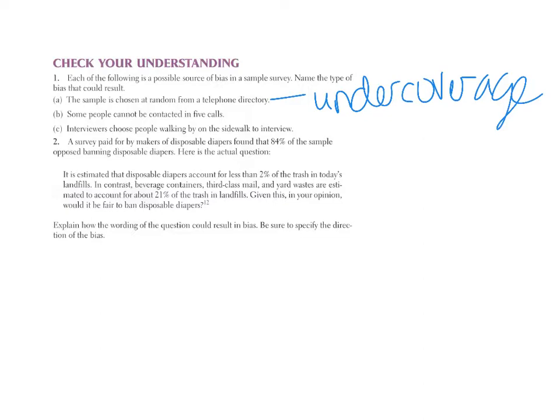So question B then, some people cannot be contacted in 5 calls. That would be an example of non-response. It's not that they're not listed. It's not that they cannot be part of the sample. It's that they will not, or they're unavailable, but we tried to include them in the sample. So this would be a non-response type of bias.